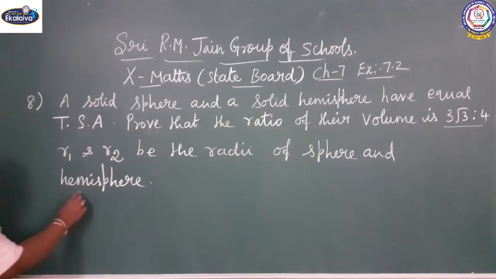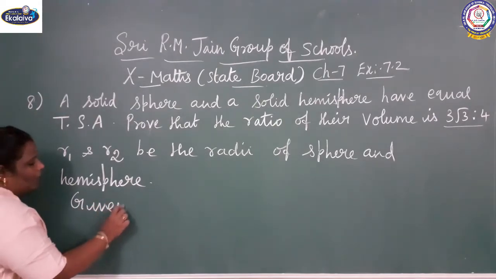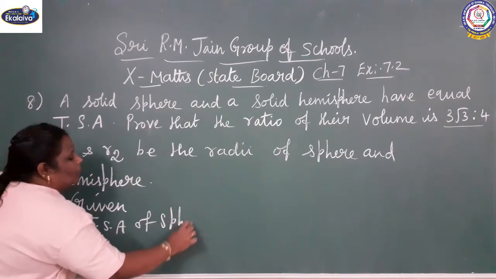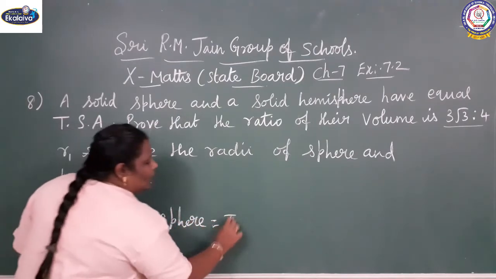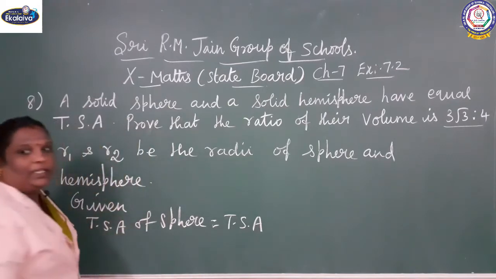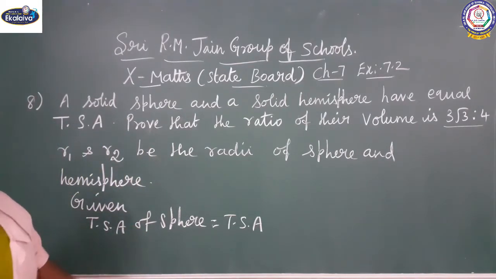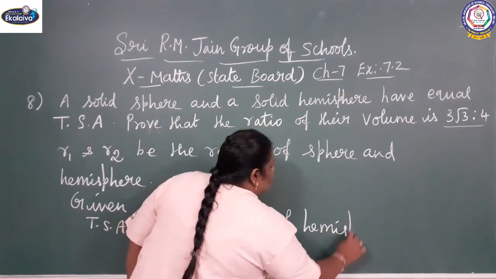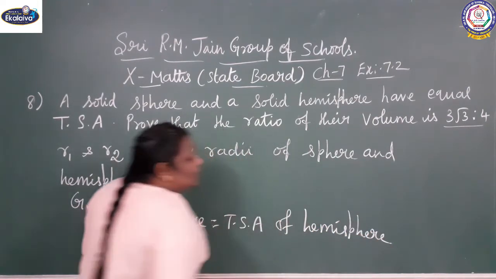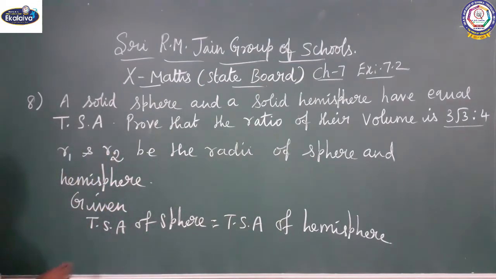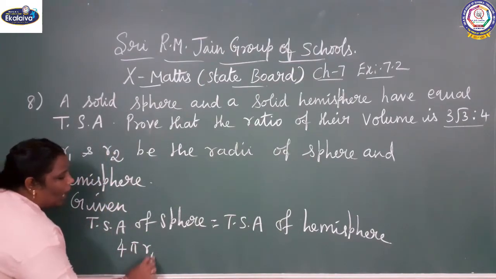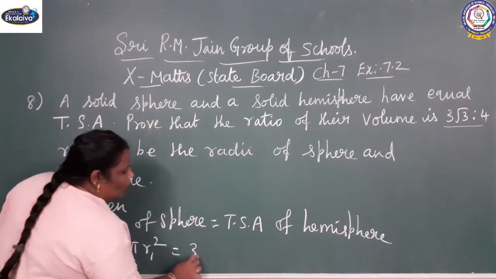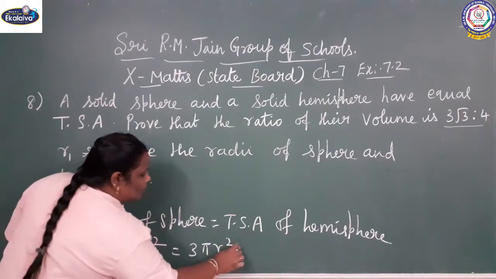So it is given, total surface area of sphere equals total surface area of hemisphere. What is the total surface area of sphere? 4 pi r1 square equal to 3 pi r2 square.